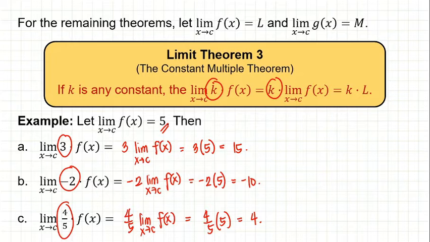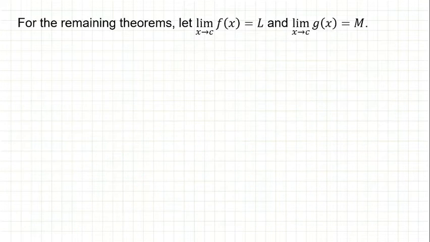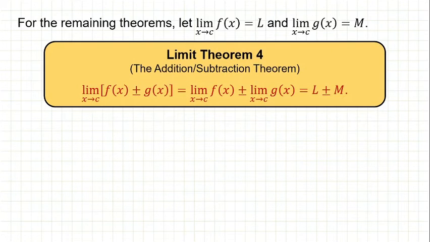Okay, so let's proceed to limit theorem number 4. According to the theorem, this is the addition or subtraction theorem, or the sum or difference theorem. So we have the limit of the quantity f of x plus or minus g of x as x approaches c is equal to the limit of f of x as x approaches c plus or minus the limit of g of x as x approaches c. And since the limit of f of x as x approaches c is L, we have L here, plus or minus the limit of g of x as x approaches c is m, so we have plus or minus m.